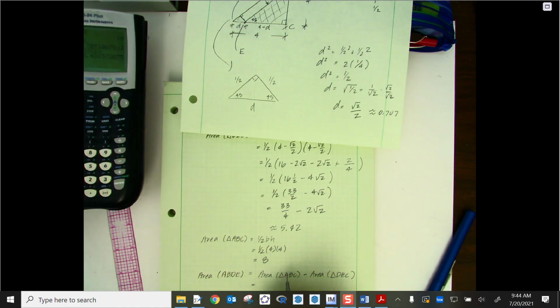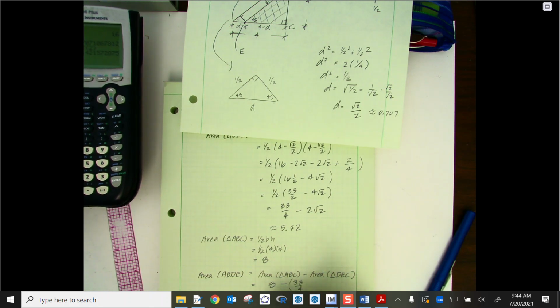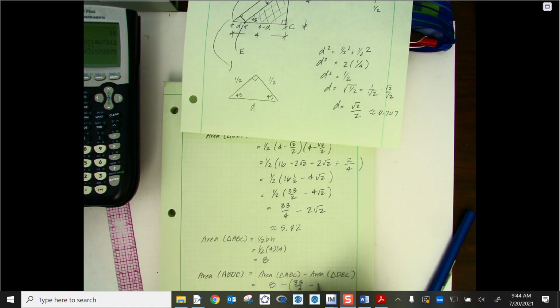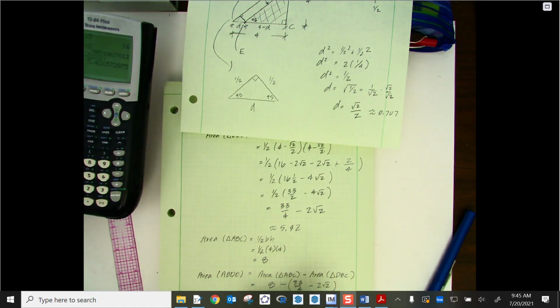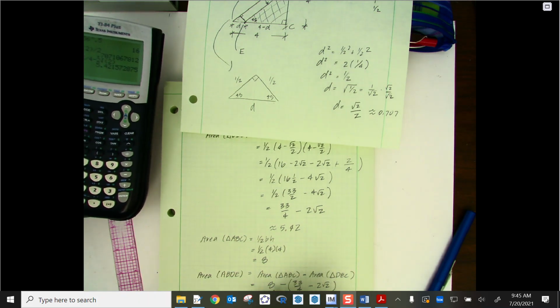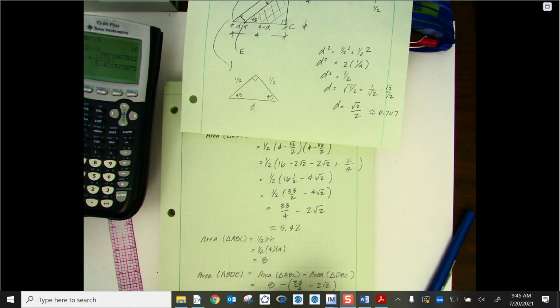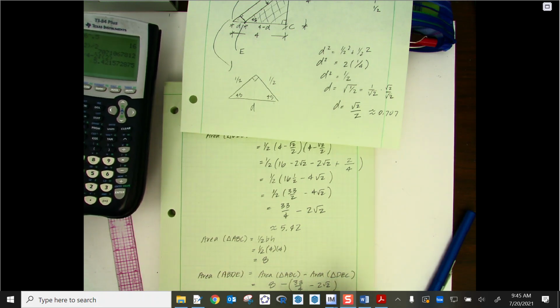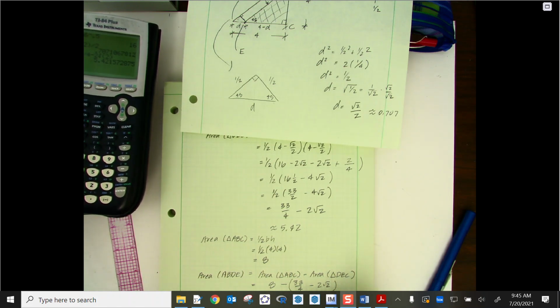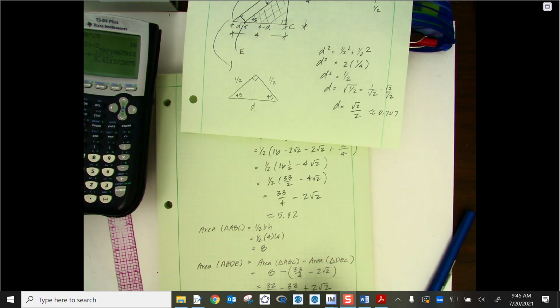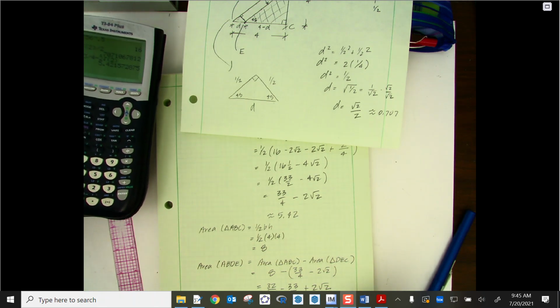So if we were to do an exact number, it would be 8 minus 33 fourths minus 2 root 2. If I wanted to put this over 4, it would be 32 fourths, right? I'd be taking away 33 fourths, and then subtracting the negative would be adding 2 root 2. So we end up with 2 root 2 minus 1/4 as the area of the trapezoid.